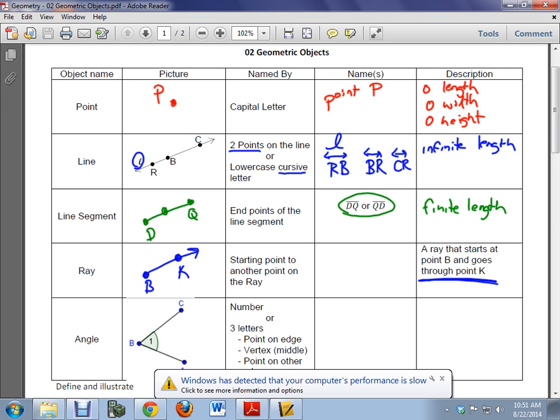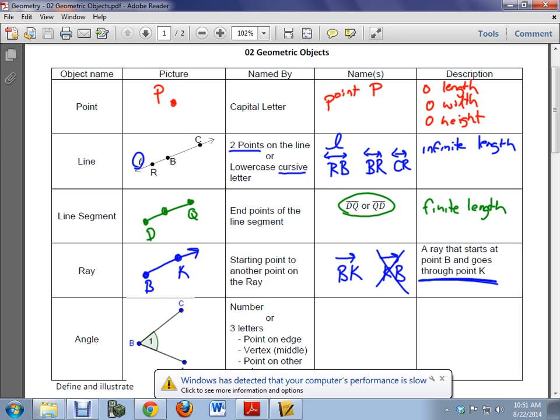This is ray BK. The only name that you can give this ray is ray BK. The order very much does matter. You have to name the starting place first. B goes first, and then K. You cannot call this ray KB, because that ray would be going in the opposite direction. It would be starting at K and going through B.